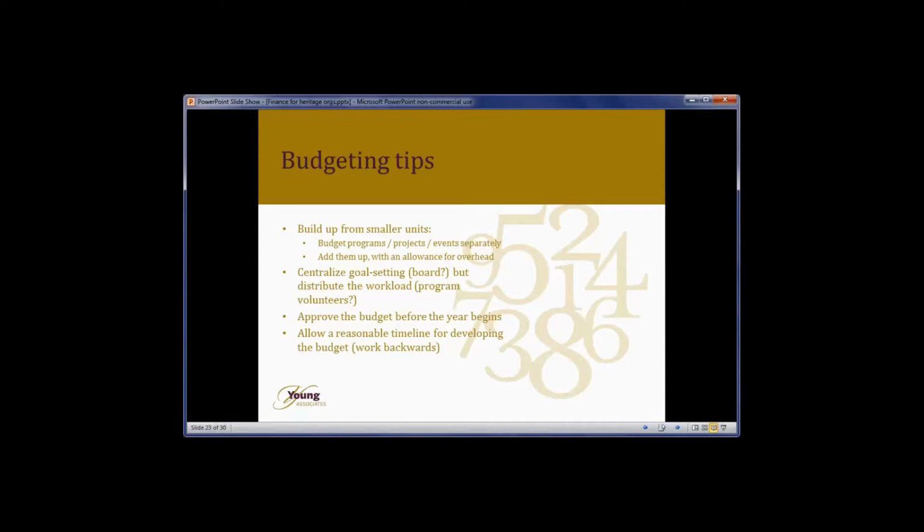But then in terms of budgeting, I just wanted to propose the idea of distributing the workload. So the strategic reason for this would be to get buy-in. If you're asking program volunteers to take charge of different aspects of your organization, asking them to be part of the planning process can encourage them really to take ownership and also to get familiar with the financial aspects of what it is that they're doing.